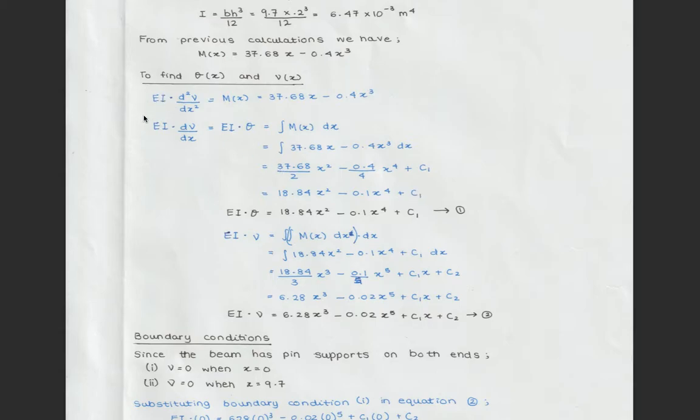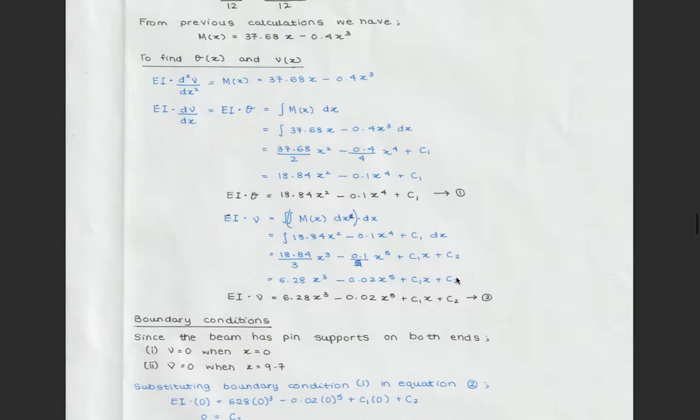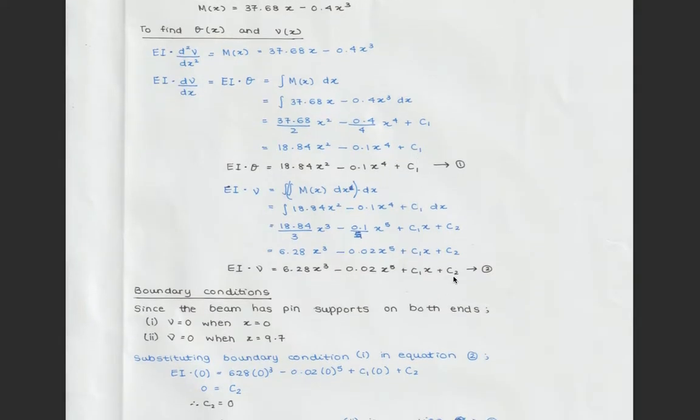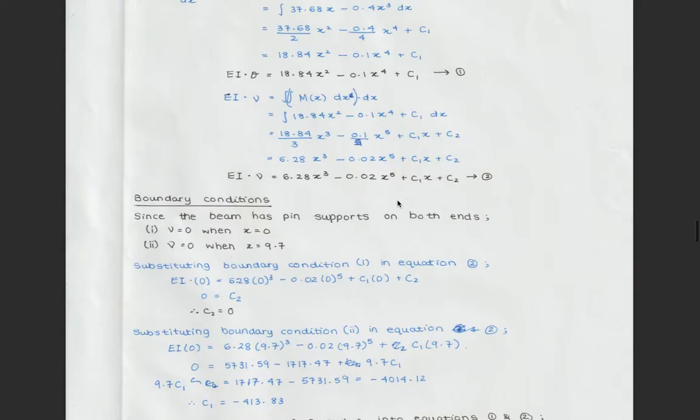Then we integrate both sides again. When we do that, we're just left with the constant times the deflection, and the second integral of the bending moment equation, which I've calculated here. Because it is an indefinite integral, we've got a second constant. So now we've got two equations here, and we've got two unknown constants. To find those two unknown constants, we're going to use boundary conditions.